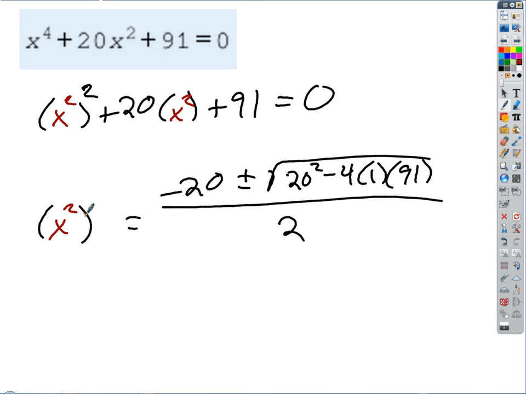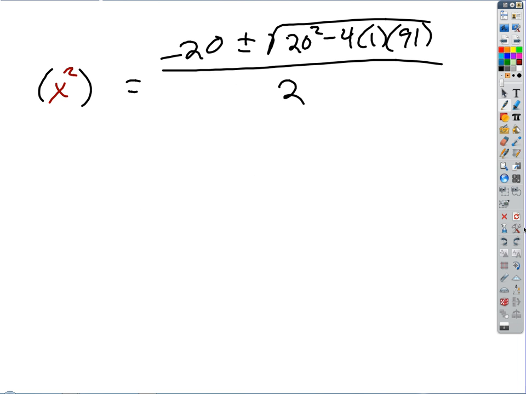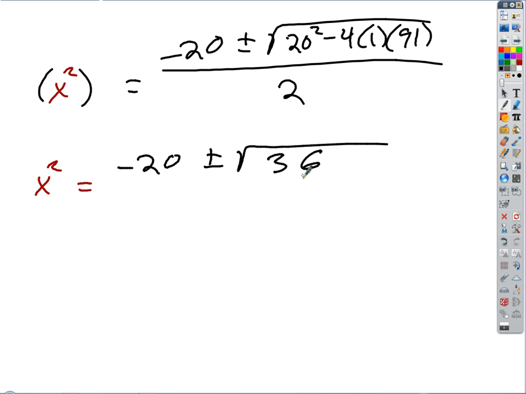Right? So all we have to do is simplify that, and those are my solutions for x squared. Okay? So what do we get? Well, we get x squared equals negative 20 plus or minus, that's going to be 400 minus 364, which is 36. So that's going to be the square root of 36, which is what? 6. Okay? Divided by 2. And that gives us negative 20 plus or minus 6.